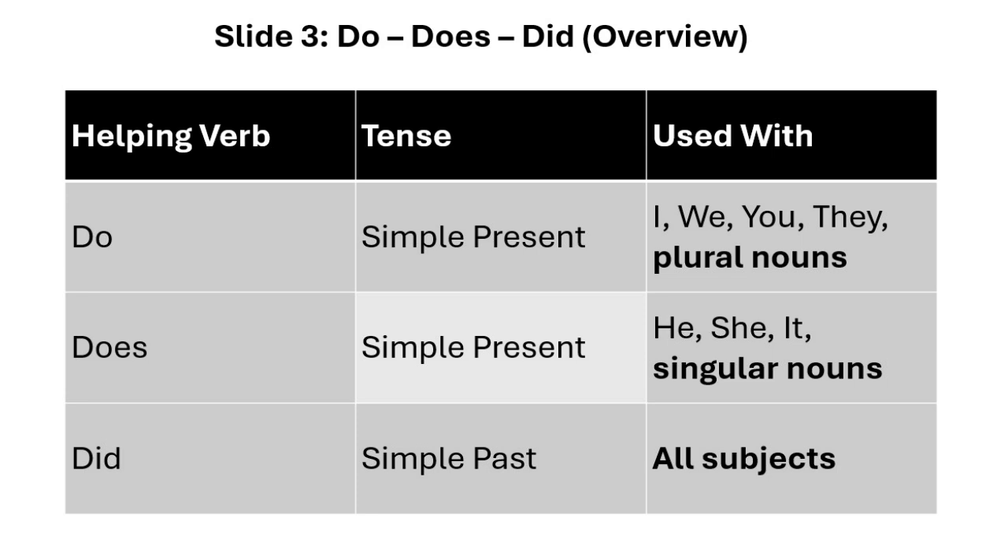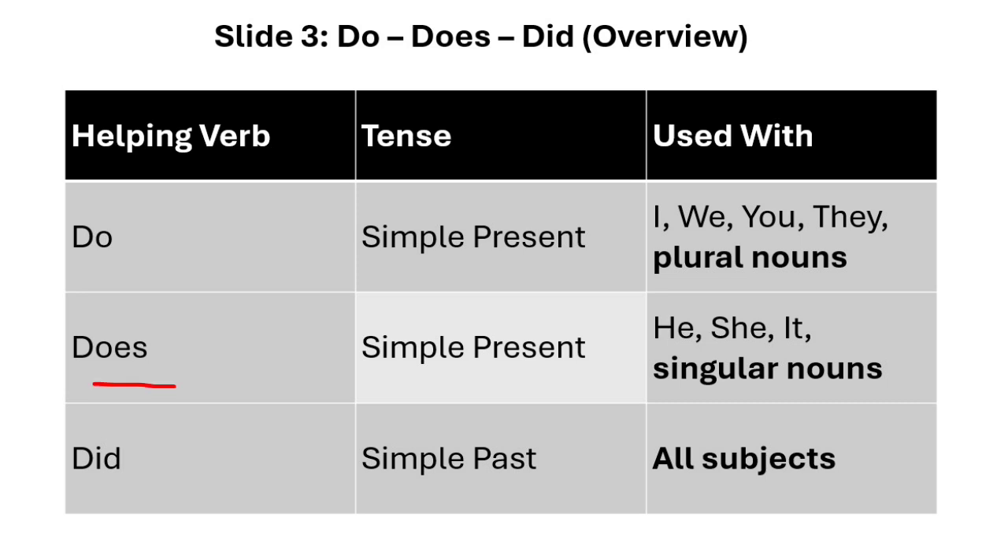So first let's see do. Do we use in simple present tense, for daily activity. The sentences which we use for daily activity, for that we use do. And we use do with I, we, you, they, and with plural nouns. Plural noun means like boys, girls, whenever we talk about more than one. So with that we use do.